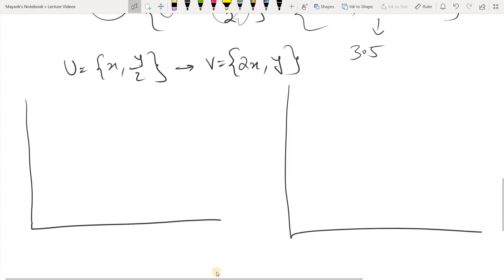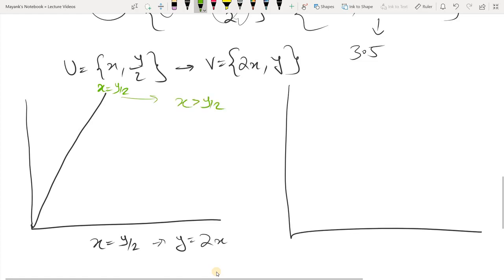Utility equals min of x comma y by 2. The first part that you have to do is x equals y by 2, which is y equals 2x, a line with slope plus 2. So it would be a line which is slightly steeper, like this. Now let's say you want to plot utility. Here you have your x equals y by 2. On the right side you would have x greater than y by 2, so utility would be the minimum of these two things, which is y by 2. On the left hand side you would have x less than y by 2, so utility equals x.